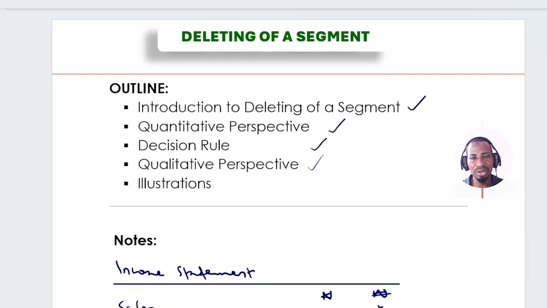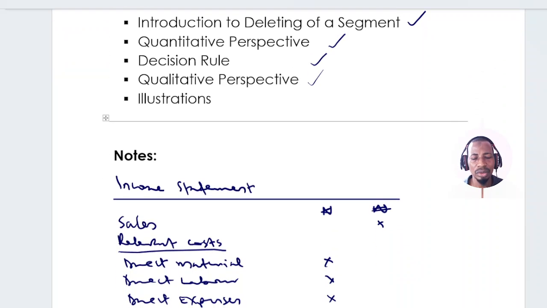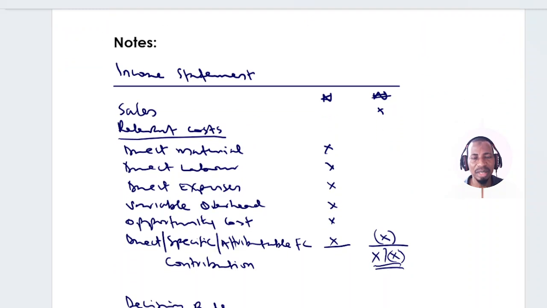Then two, if it is negative contribution, the segment should be discontinued, and this will then increase the overall net profit of the organization. And we also said that number three, where there is zero contribution, that is, the total sales value equals the total relevant cost, in this situation the company can either delete or not delete, depending on other qualitative factors. And I mentioned the qualitative factors to be considered. As you are aware, the qualitative factors are those factors that cannot be expressed in monetary terms.